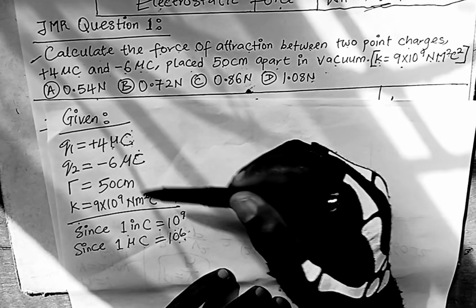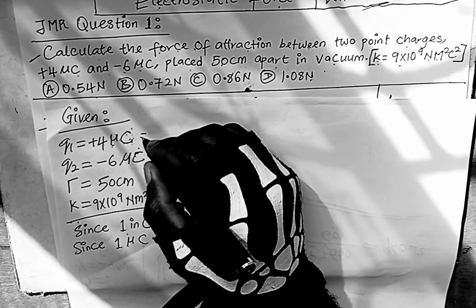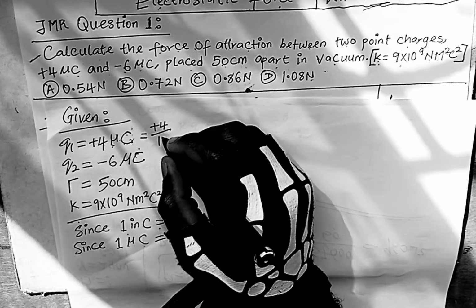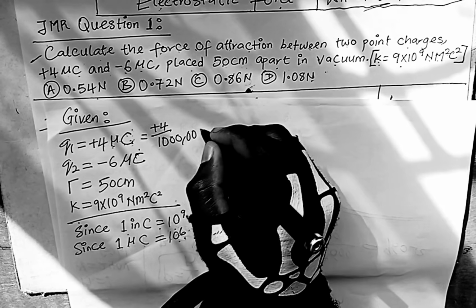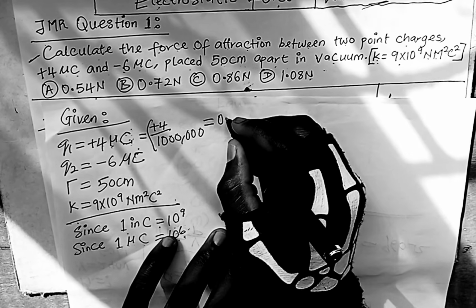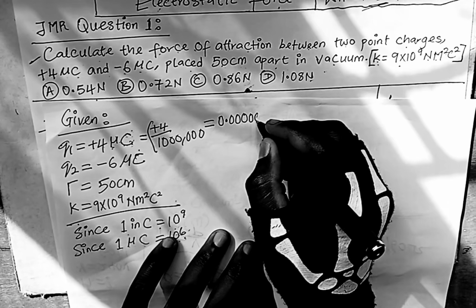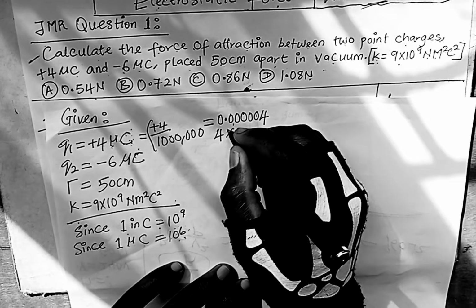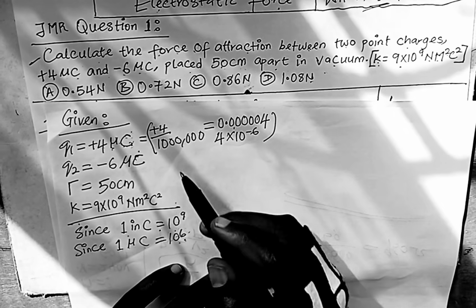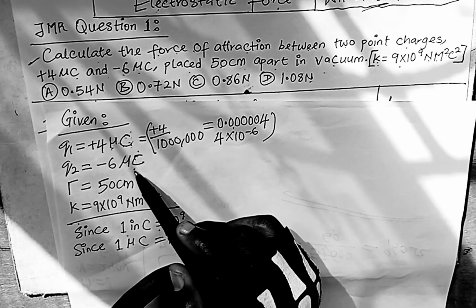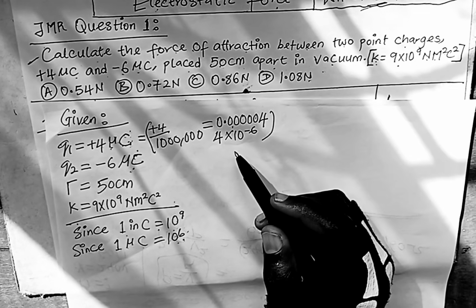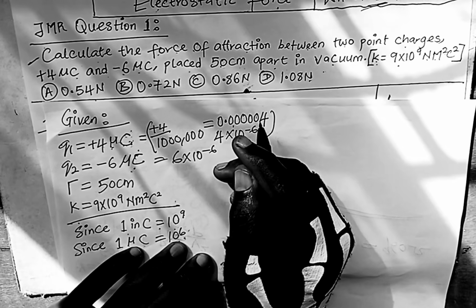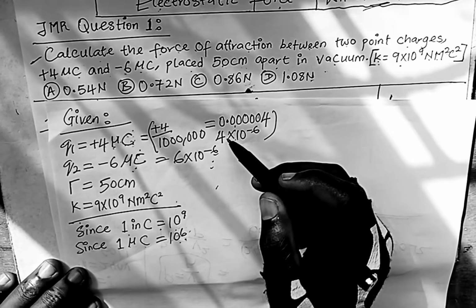If you divide 4 by 1 million, you are going to get 0.000004. If you convert this to standard form, you have 4 times 10 raised to power minus 6. The same thing here for this one, you still get 6 times 10 raised to power minus 6. All right, so these are our new charge 1 and charge 2.